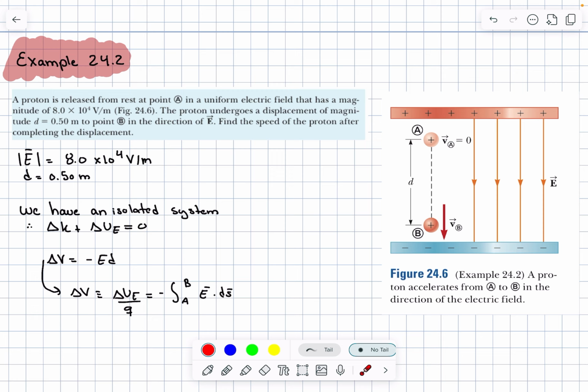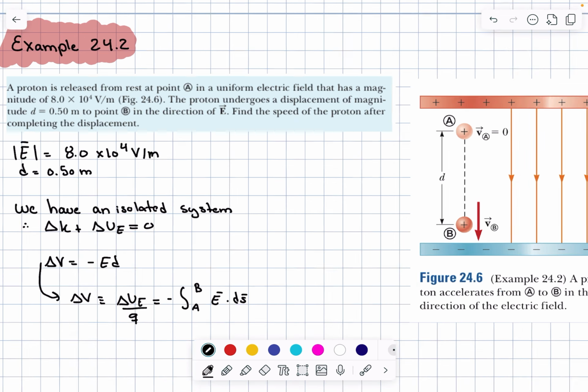Now, a proton undergoes a displacement of magnitude d equal to 0.5 meters. So it starts here at some initial position, and it ends up at this final position here, and it goes in the same direction as E. We want to find the speed of the proton after it completes this displacement. We can do this in a couple ways, but we're going to go down the energy route because that's what we're talking about in this chapter.